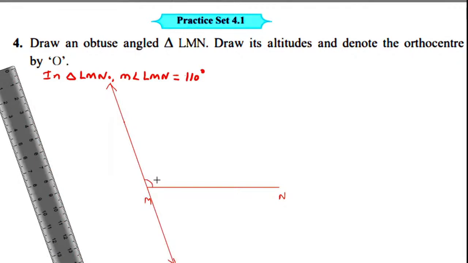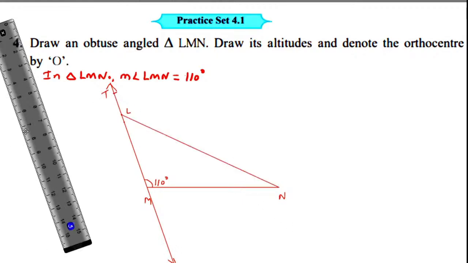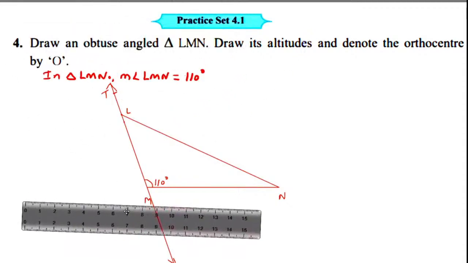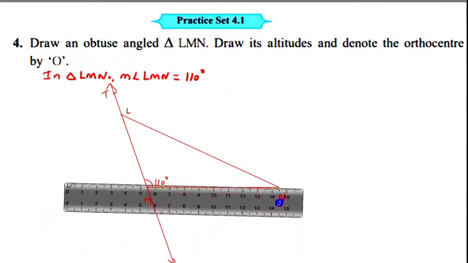Measure of angle M is 110 degree. This one is the ray MT. Take point L on the ray MT and join the side LN. First we extend the line MN.